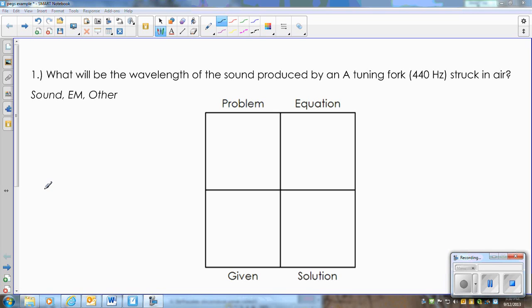I'm going to walk you through how to use PEGS to show your work on a problem. I'm using as an example number 1 from the worksheet that you have in front of you. So go ahead and follow along on this one.